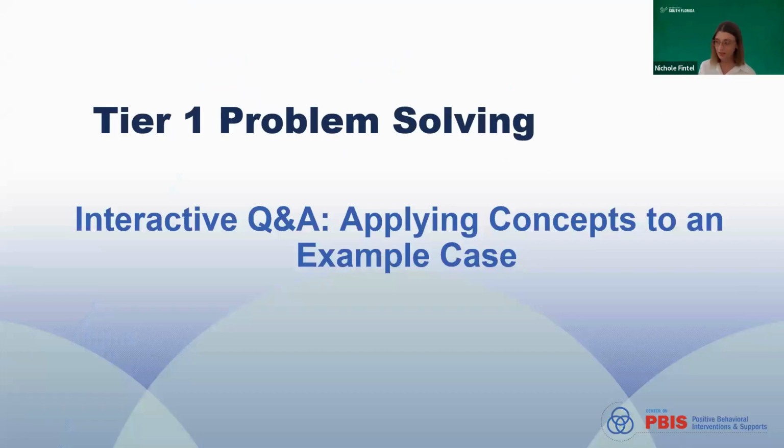All right, so that brings us to the end of our quick overview of the Tier 1 problem-solving process. We focused on how teams can move from data to problem identification, analysis, action planning, and evaluation. At this point, we're going to shift into the next part of our session. And instead of moving into a completely open Q&A, we designed an activity that gives you a chance to apply those concepts to a case study.